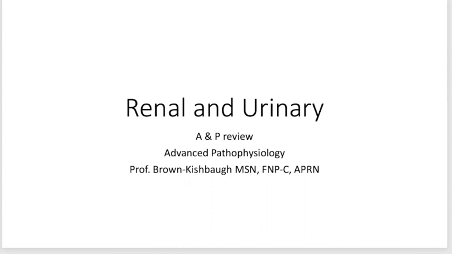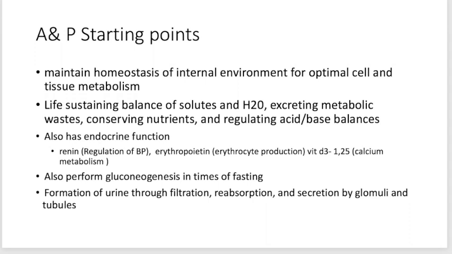Renal and urinary systems. First part is going to be anatomy and physiology review. We are going to be looking at the primary function of the kidney, and that is maintaining that stable internal environment for optimal cell and tissue metabolism. So we have life-sustaining tasks by balancing solutes and water transport and then getting rid of metabolic waste. We also conserve nutrients, and then we are going to be regulating acid-base balances.